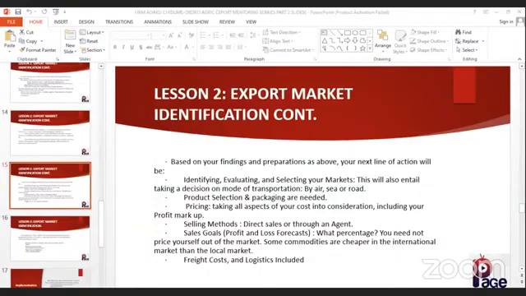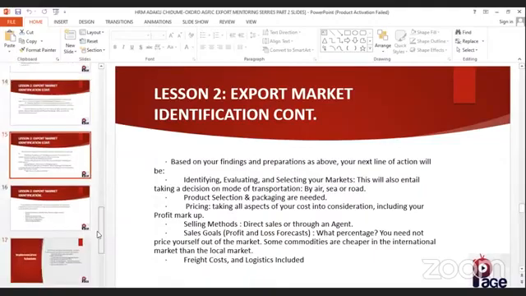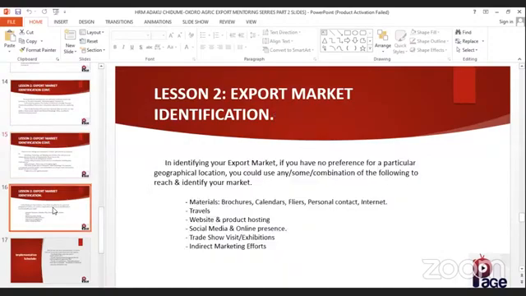In identifying your markets, if you have no preference for a particular geographical location, just like where most of us are entrants into this export market now, and you don't have any preference for any particular geographical location, you just want to penetrate the export market, you could use some or any or a combination of the following to reach and identify your market. Your own is just to hit the export market and do business. So it's not as if you have any preconceived notion that it must be America that I'm exporting to, or it must be Russia that I'm exporting to. Your own is to look for who needs your product and sell at a good price.